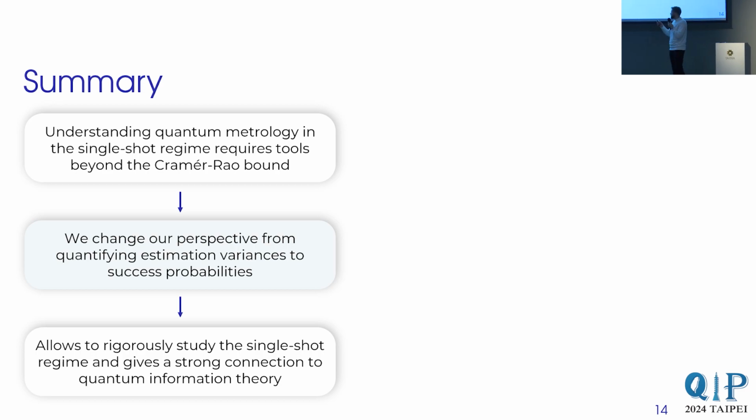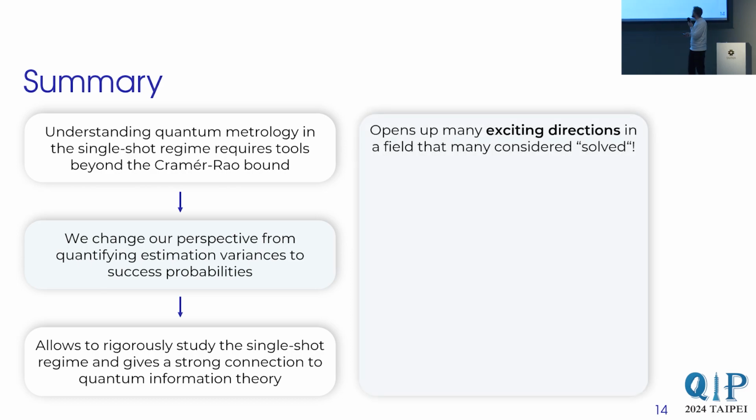Basically, we argued that understanding quantum metrology in this finite sample regime, which is practically important, requires us to have tools beyond the Cramer-Rao bound. And we also changed our perspective from quantifying these variances to success probabilities to remedy this fact. And then this allowed us to rigorously study this finite sample regime and unearth this relatively fundamental connection to quantum hypothesis testing. And with that, we opened up many exciting directions, I think, in a field that was, by many people, considered relatively solved.